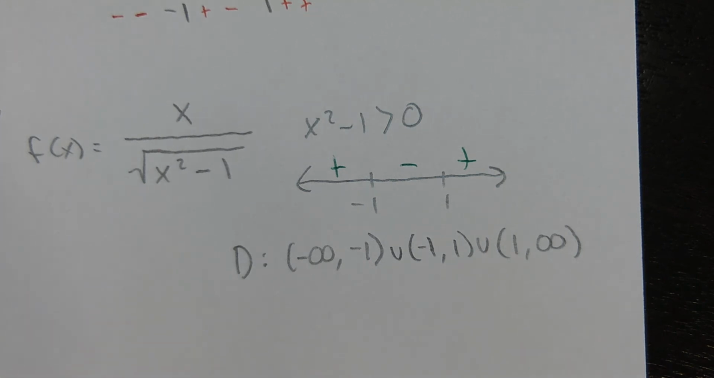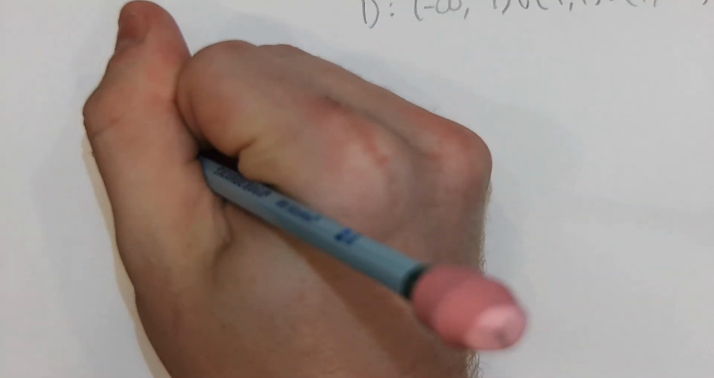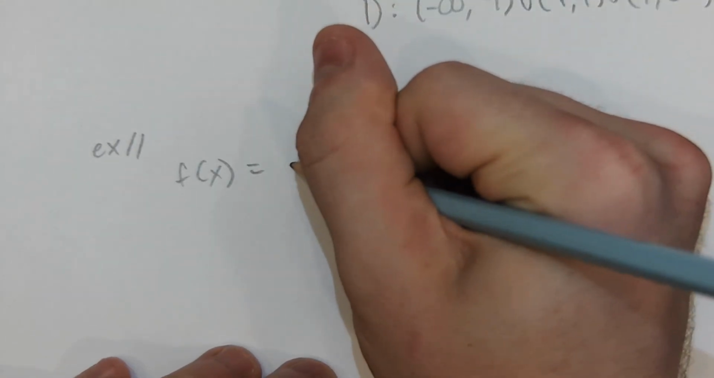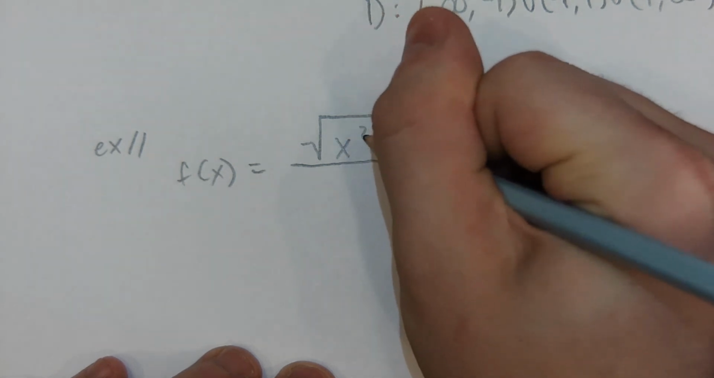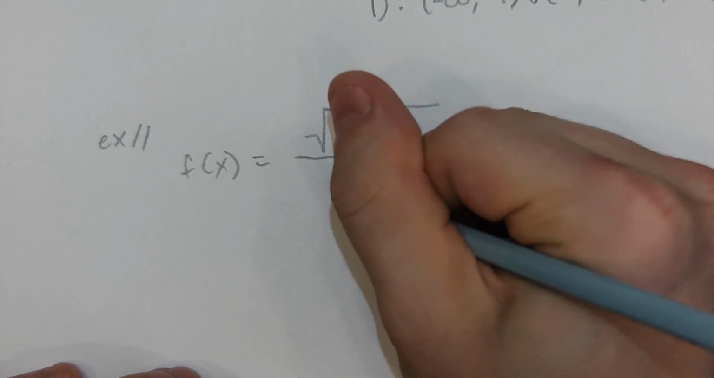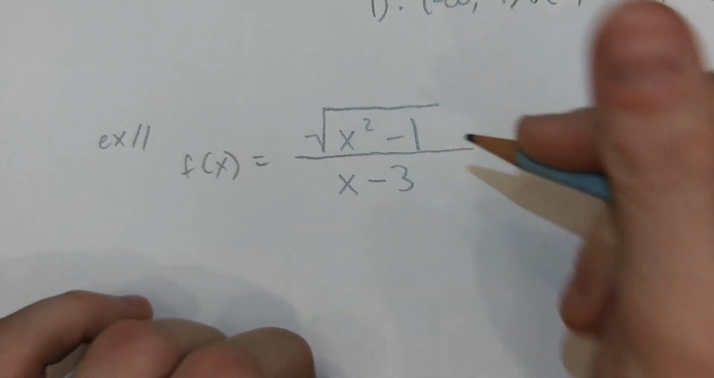Alrighty, and let's see if I can come up with something even more ridiculous for our last example. Okay, I got it. Let's put a radical up top, and I will stick with x squared minus 1 because we already know how that one's domain is going to be handled. And then I'm going to write this. I don't know. How about minus 3? That feels good.